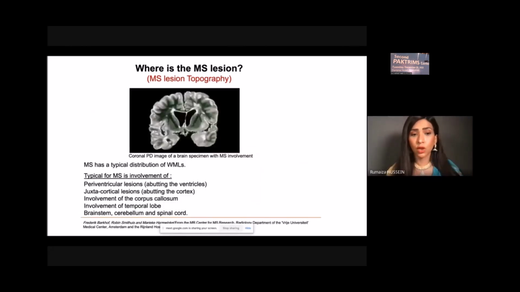Now, in regards to the topography, MS has a typical distribution within the white matter lesions. The typical sites for MS involvement are periventricular lesions abutting the ventricles, juxtacortical lesions abutting the cortex, involvement of the corpus callosum, involvement of the temporal lobes, and brainstem, cerebellum, and the spinal cord.